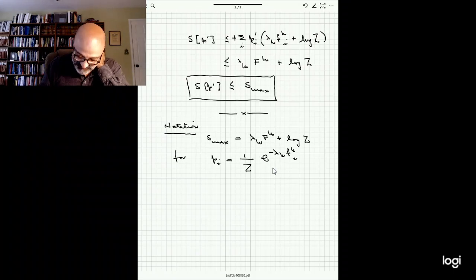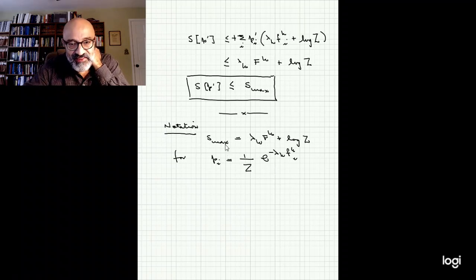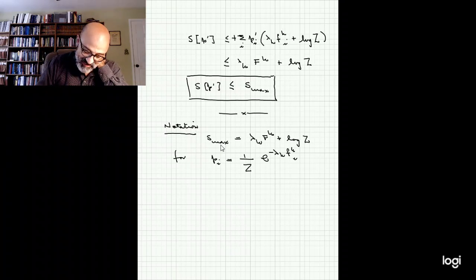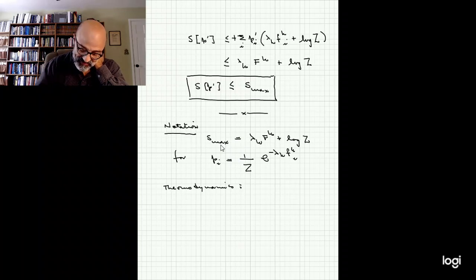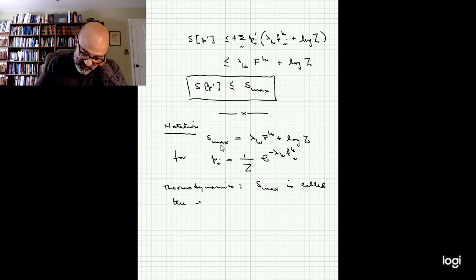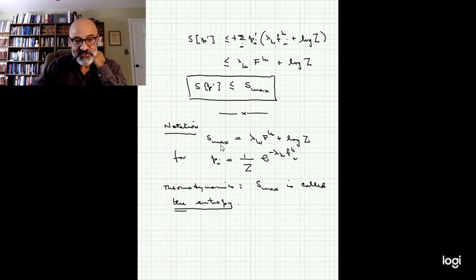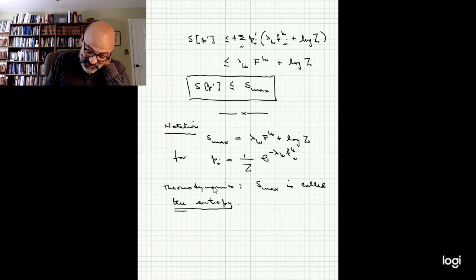Now, from now on, we will drop the subscript maximum. This is nomenclature that comes from thermodynamics, a nomenclature that's used by physicists. S max is called the entropy. Now the notation, denoted S.